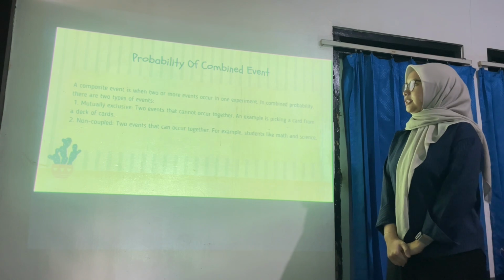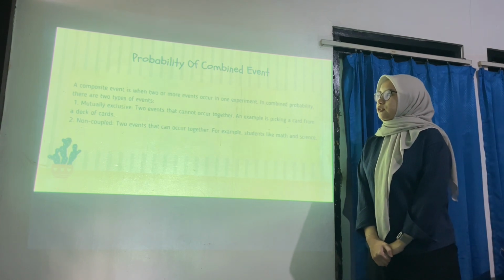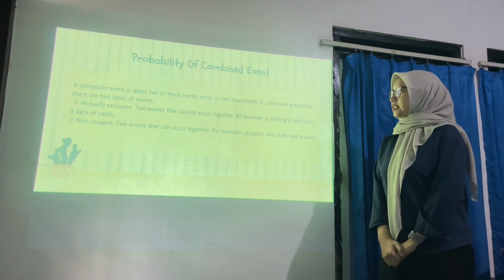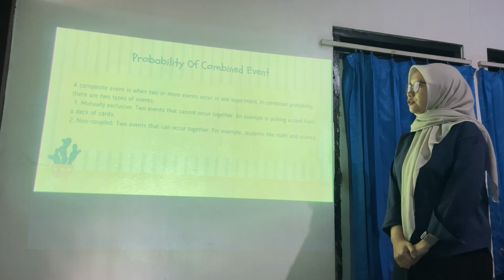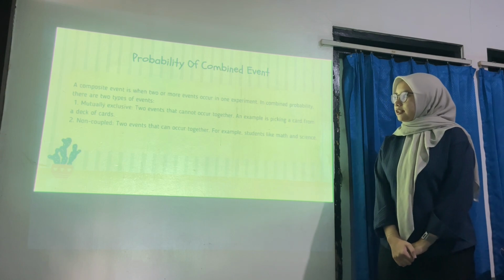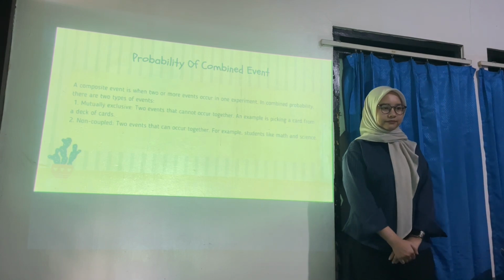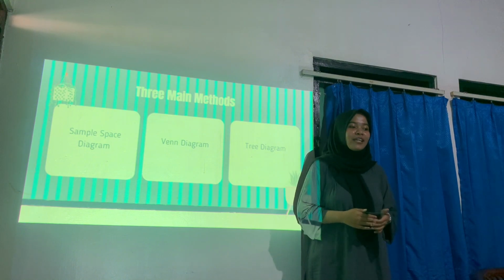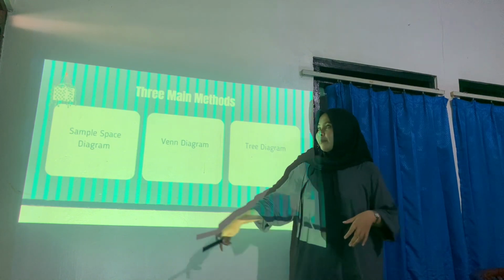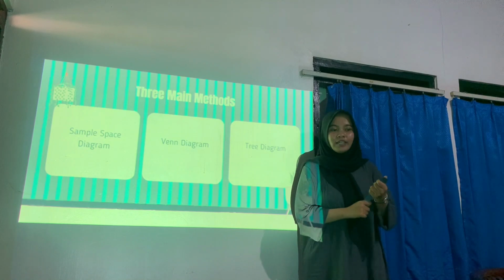In combined probability, there are two types of events. 1. Mutually exclusive: events that cannot occur together. An example is picking a card from a deck of cards. 2. Non-mutually exclusive: two events that can occur together. For example, students who like math and science. In the probability of combined events, we use three methods: sample space diagram, Venn diagram, and tree diagram. We will see an example of each.